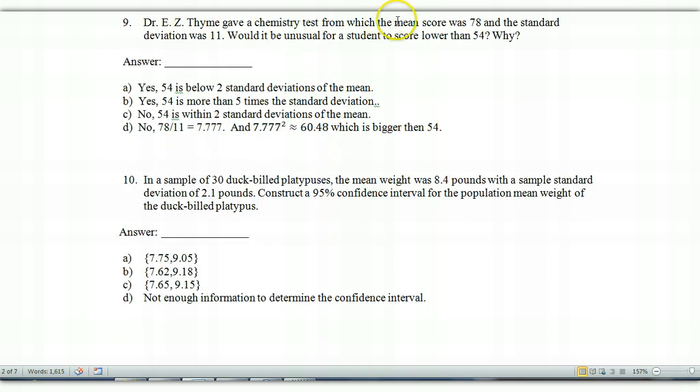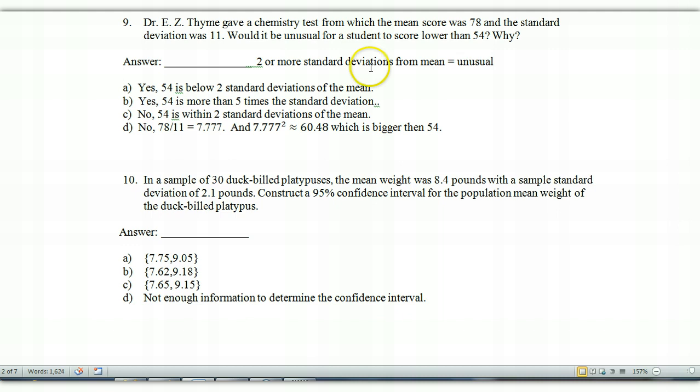Dr. Easytime gave a chemistry test. The mean score is a 78. The standard deviation was 11. Would it be unusual for a student to score lower than 54? Why? Alright. Remember what we said as far as standard deviations goes. 2 or more standard deviations from the mean is unusual.